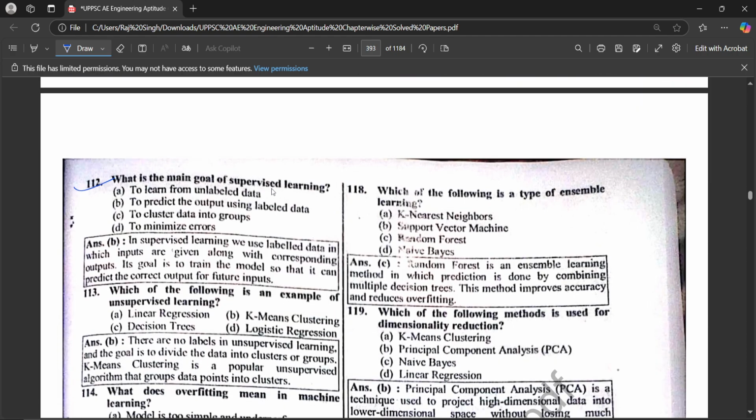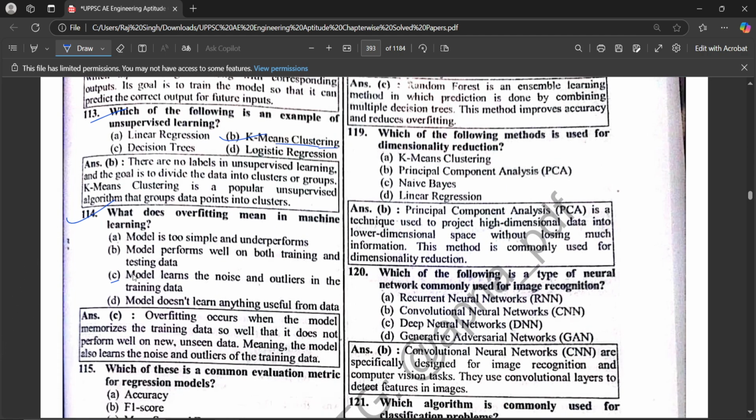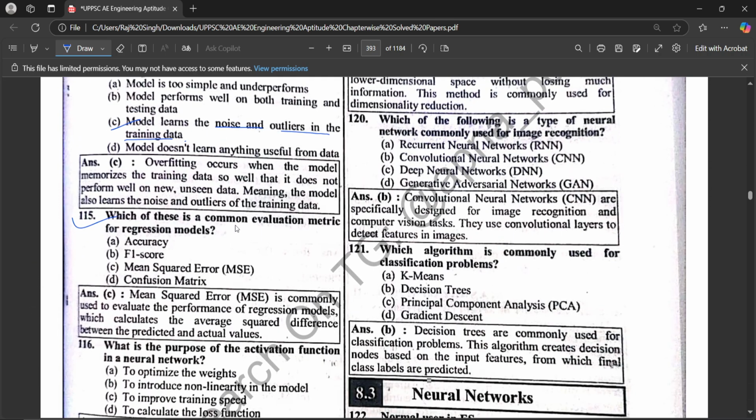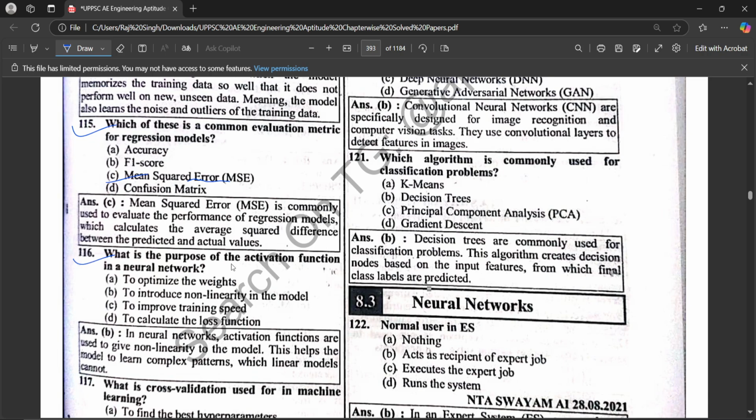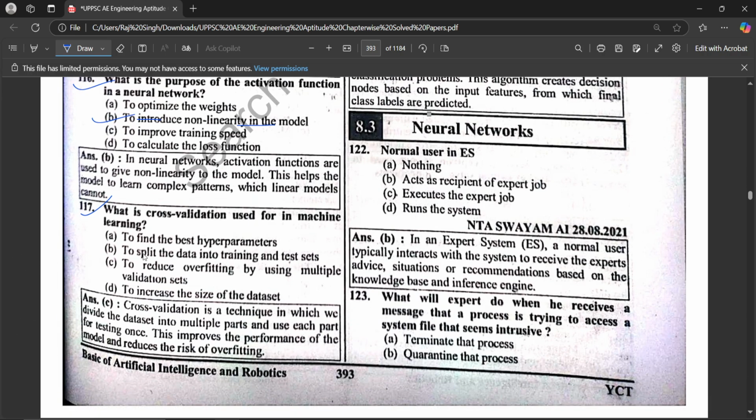What is the main goal of supervised learning? To predict the output using labeled data. Which of the following is an example of unsupervised learning? K means clustering. What does overfitting mean in machine learning? The model learns the noise and outliers in the training data. Which of these is a common evaluation metric for regression models? The mean squared error. What is the purpose of the activation function in a neural network? To introduce nonlinearity in the model. What is cross-validation used for in machine learning? To reduce overfitting by using multiple validation sets.